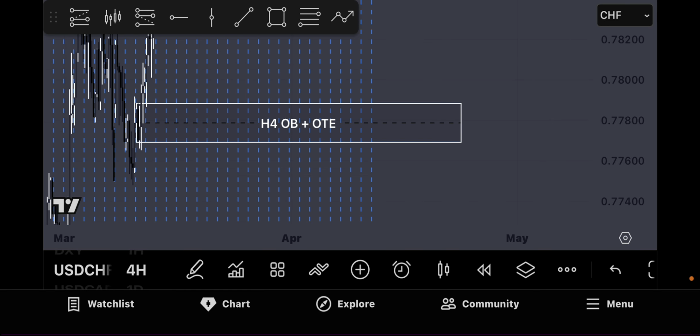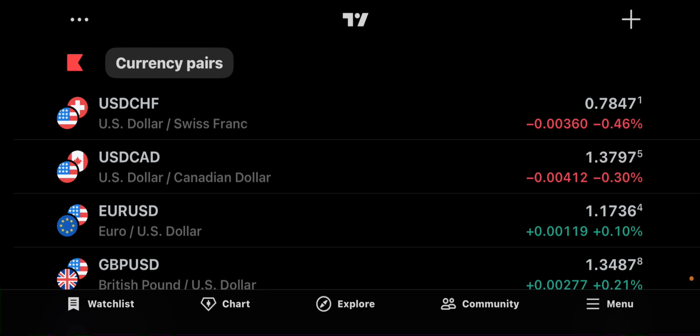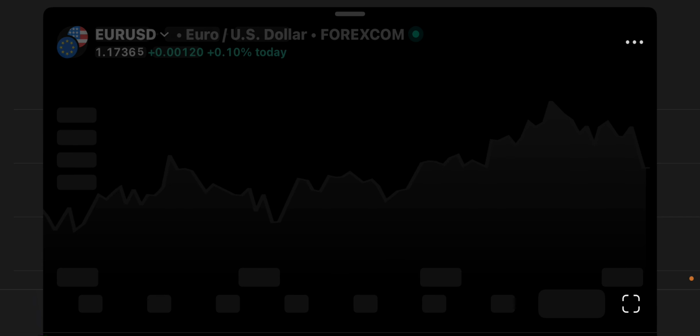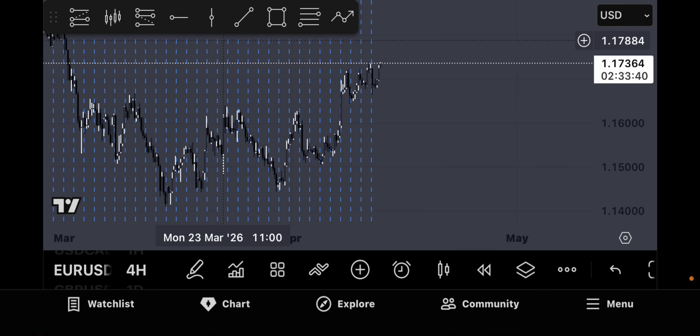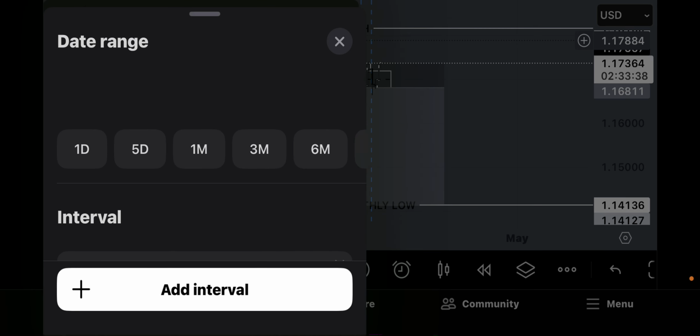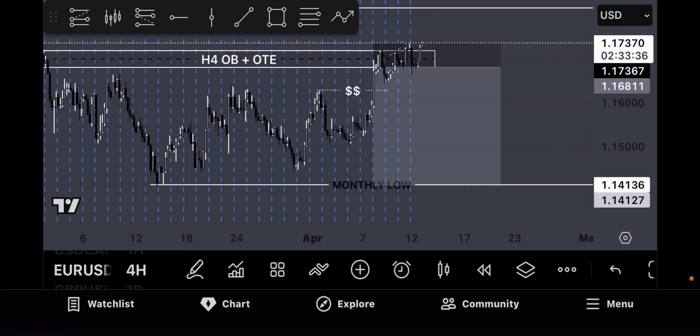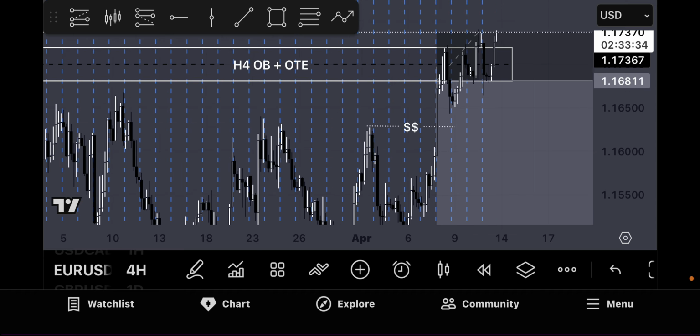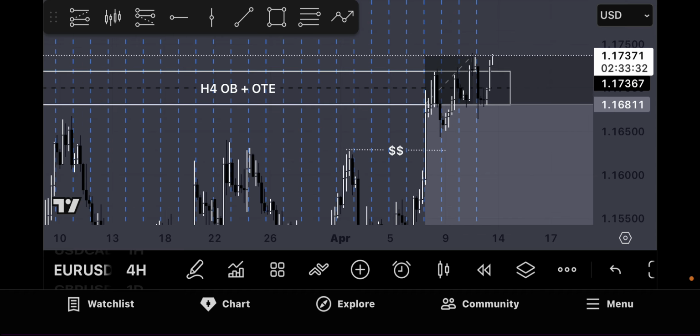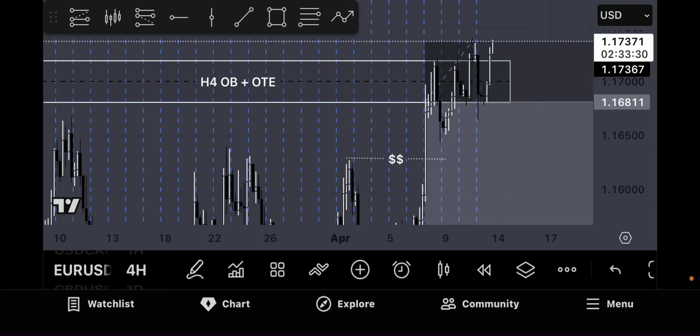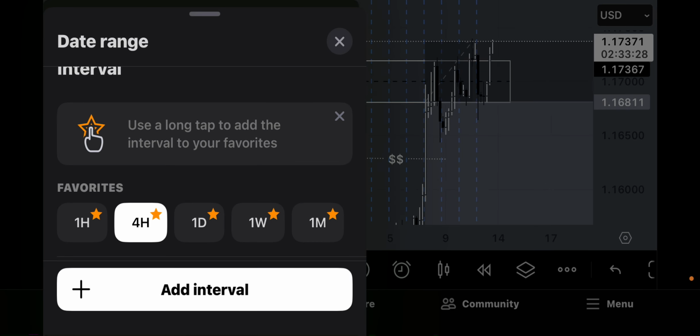Next setup that we saw was GBP. Let's go to EURUSD first. So in EURUSD, we saw this 4-hour order block where price pushed into our order block, then stopped us out. As you can see, it didn't respect.